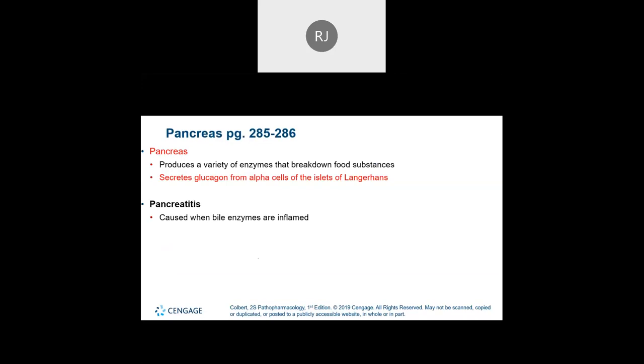Now, on pages 285 and 286, it talks about the pancreas, which produces a variety of enzymes that break down food substances, along with secretions of glucagon from the alpha cells of the islets of Langerhans for adequate plasma glucose concentrations. In other words, it helps to control blood sugar levels by making insulin. Then you have pancreatitis, which is caused when pancreatic enzymes are inflamed.